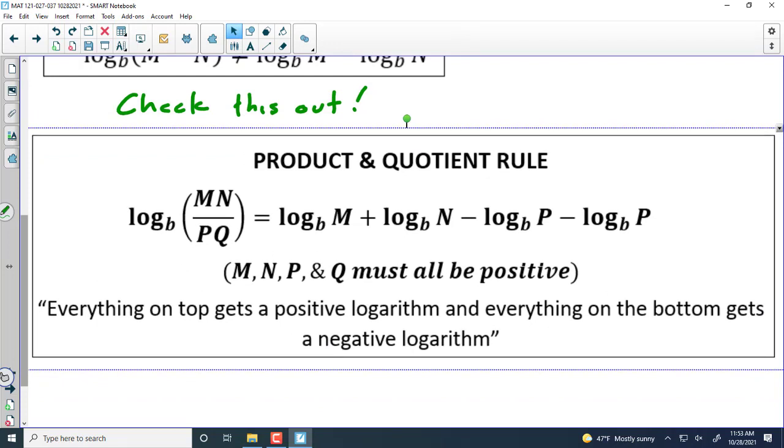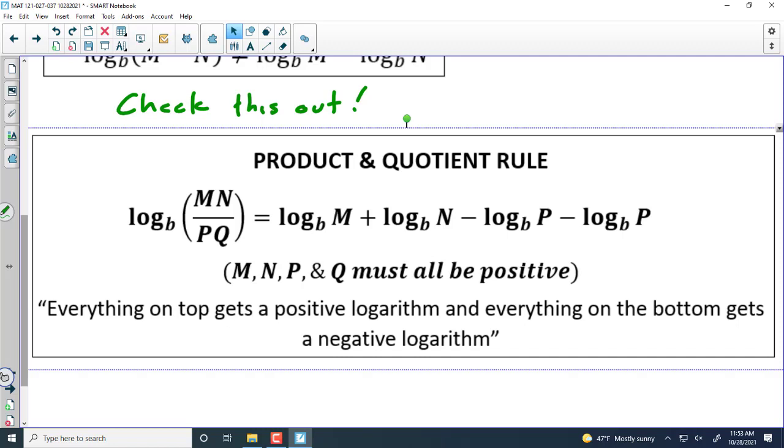If you're taking a logarithm of some sort of fraction, you have a bunch of things multiplying on top and a bunch of things multiplying on the bottom, then what happens is you can break this up into a bunch of different logarithms. And what happens is everything that was multiplying on top gets a plus sign in front of it, and everything that multiplies on the bottom gets a minus sign in front of it. What this is, everyone, is a combination of both the product rule and the quotient rule working together.